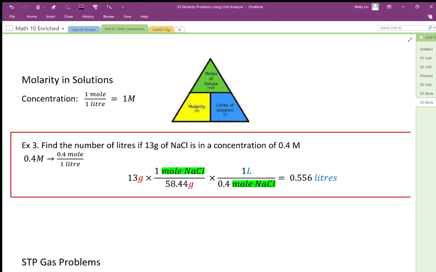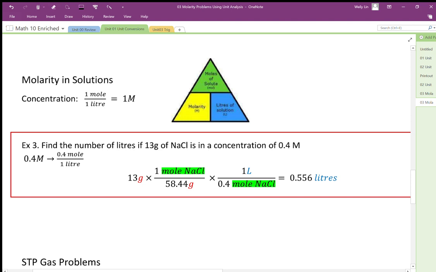To do molarity problems with solutions, it's important to understand the units of concentration. So the unit of concentration is 1 mole per 1 liter, or 1 mole per liter is going to be 1 molar unit. So that's our molarity. That's how we determine molarity of solutions.